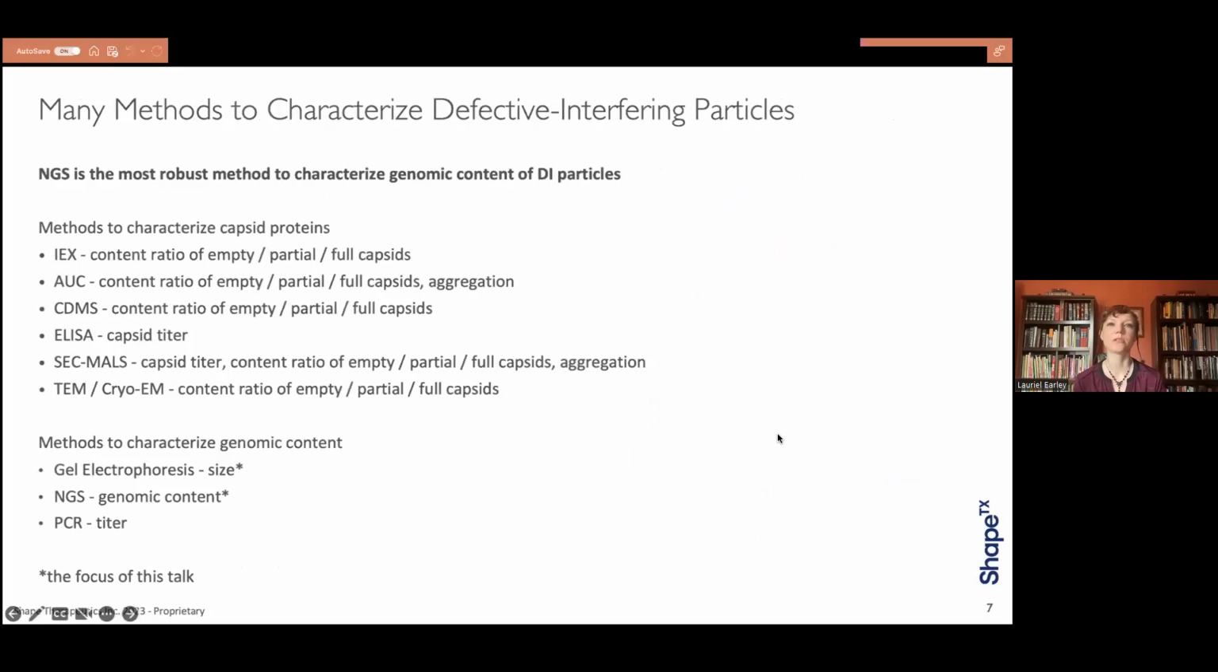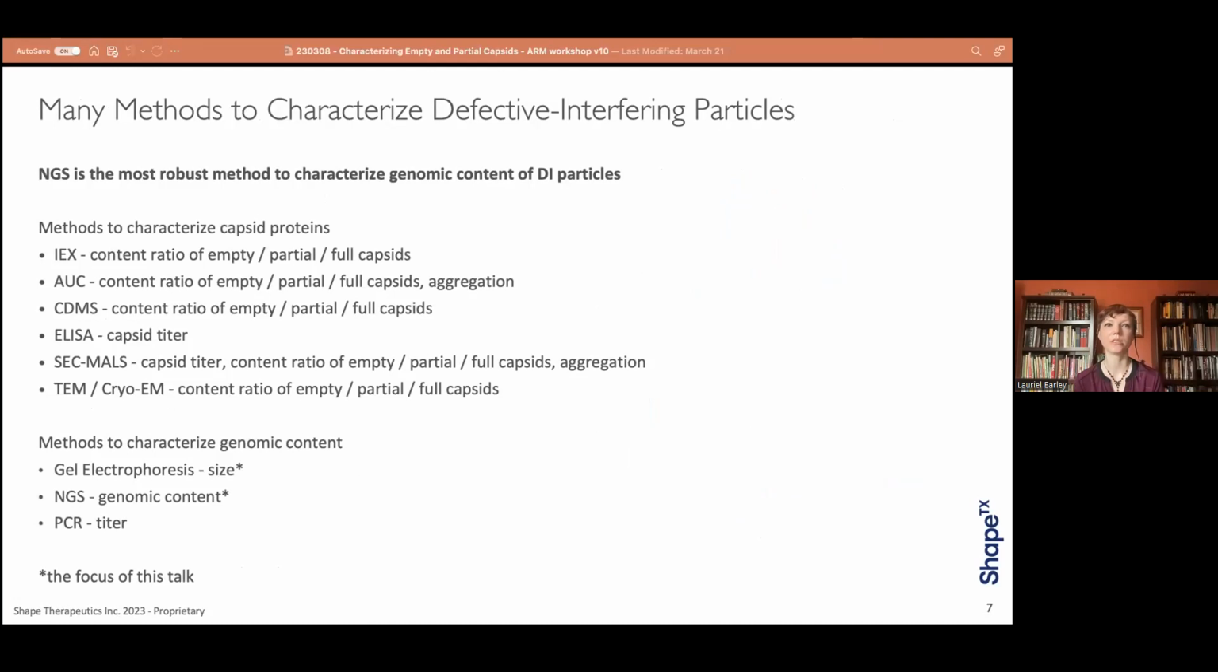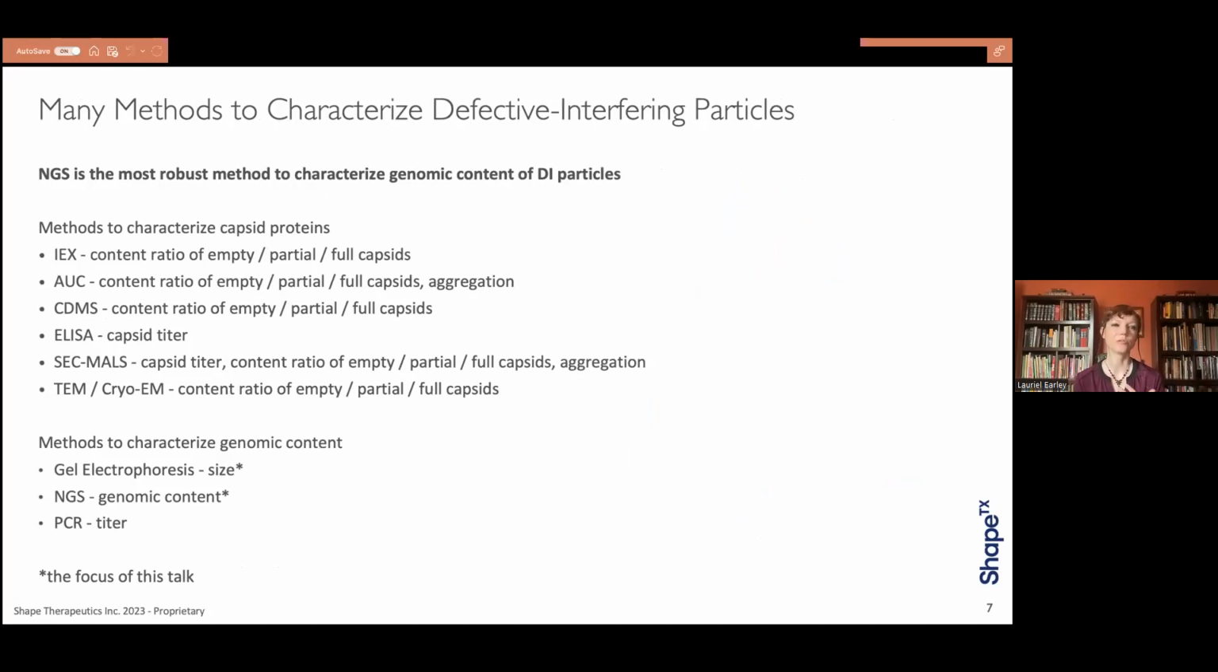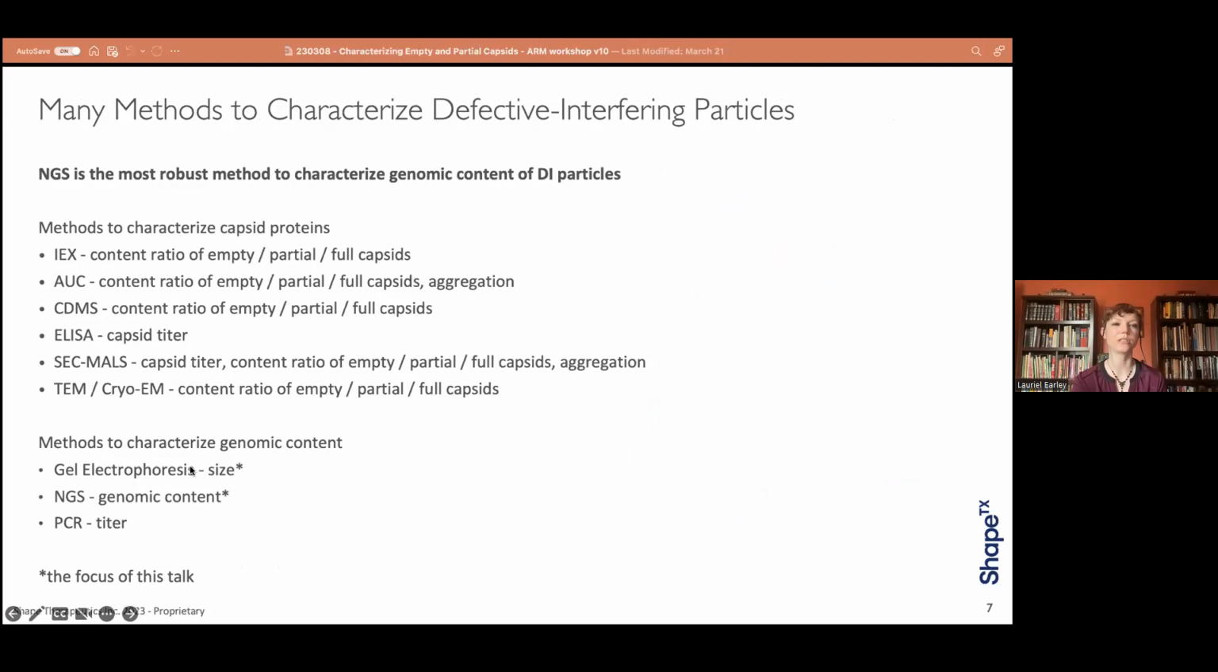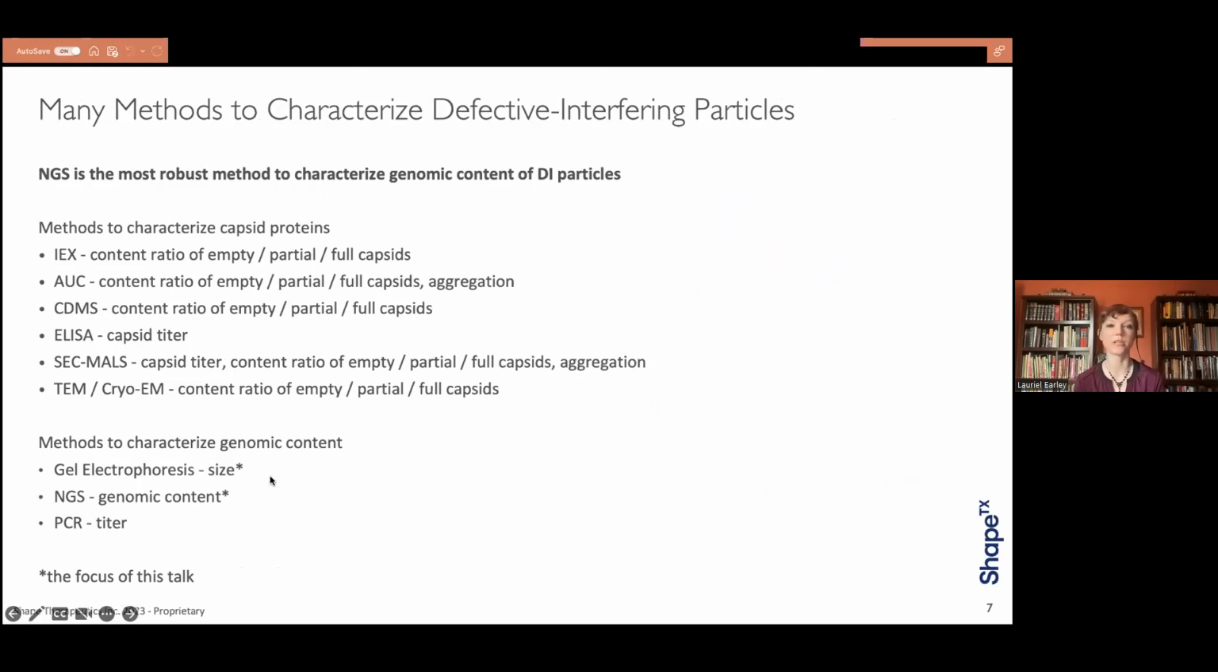So there are a lot of methods out there to characterize these particles and also AAV preps in general, but NGS is going to be the most robust method we have right now for characterizing that genomic content. There are a lot of ways to look at capsid proteins using exchange columns and AUC, ELISAs, and traditionally cryo-EM and TEM. But for looking at genomic content, we can look at some pretty old school techniques here of gel electrophoresis, which I'll go over because I think they're still relevant and important. We'll talk about NGS, which is really going to be the focus of the talk.